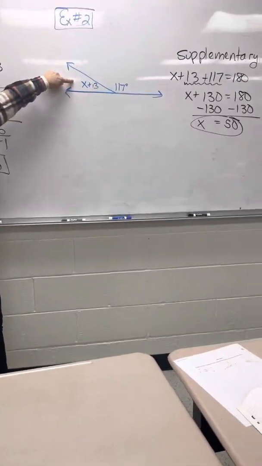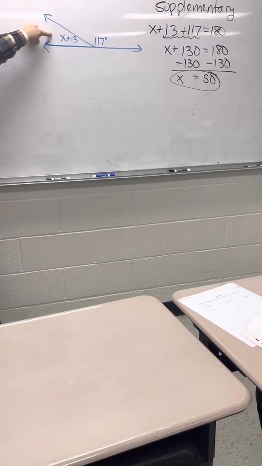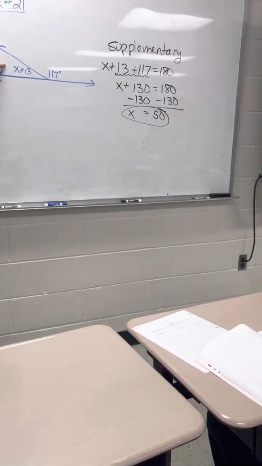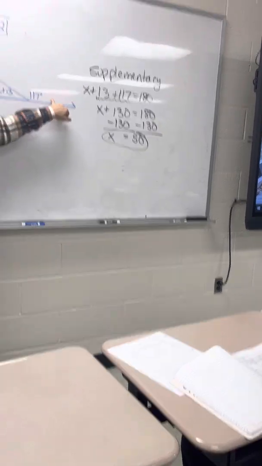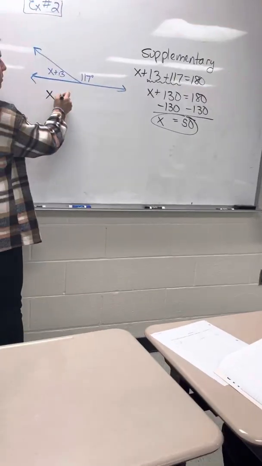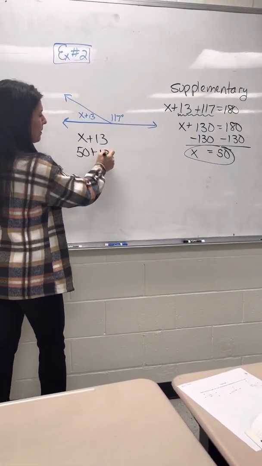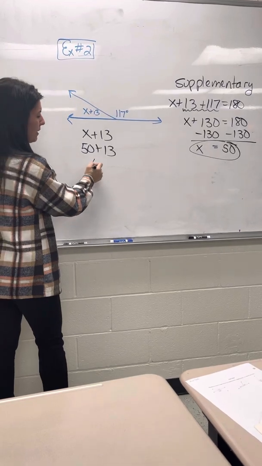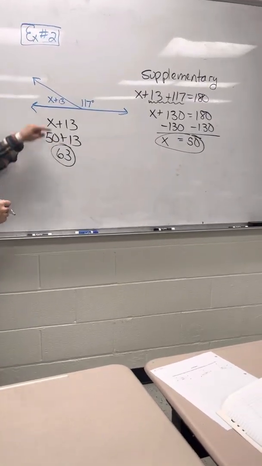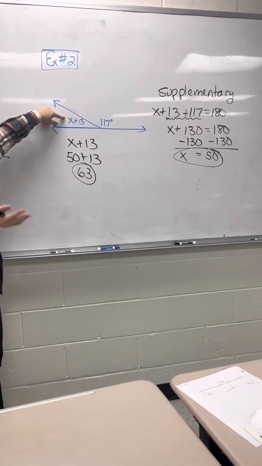What's this angle? That would be a 63-degree angle. Exactly. So you can find this angle two different ways now. I could just subtract from 180, but now that I know what X is, this angle is X plus 13. I know that X is 50. So 50 plus 13 gives me 63. So this angle is 63 degrees. We can find it algebraically or just by subtracting.